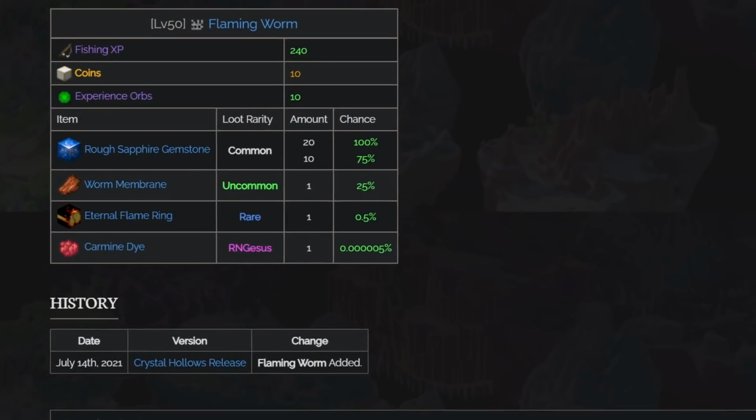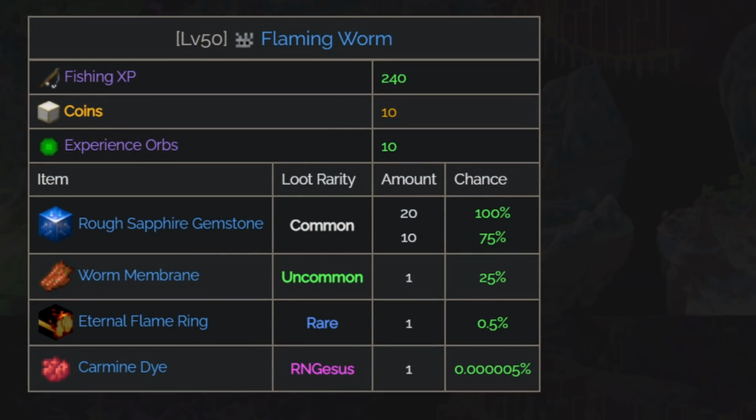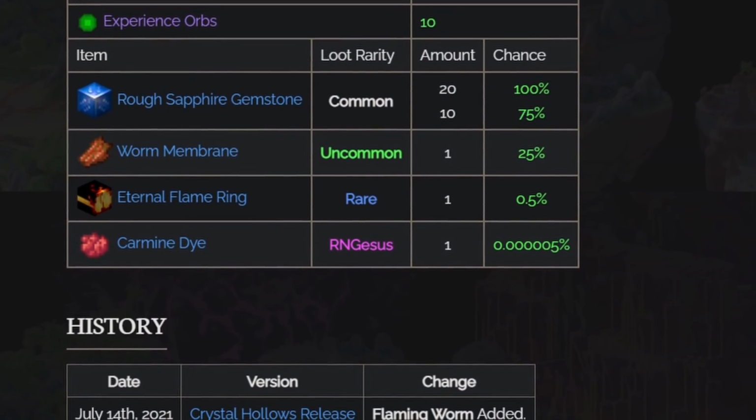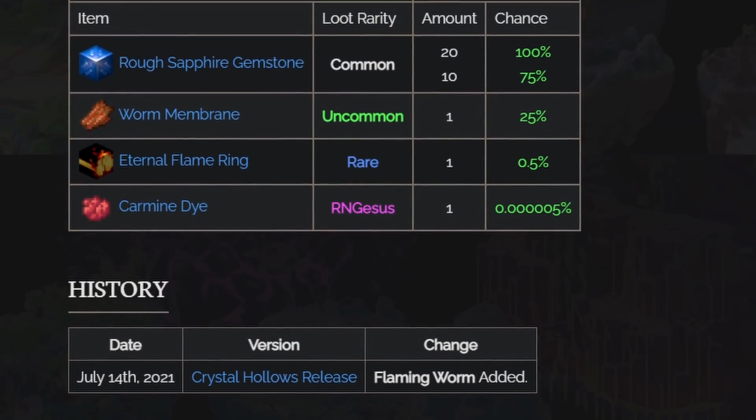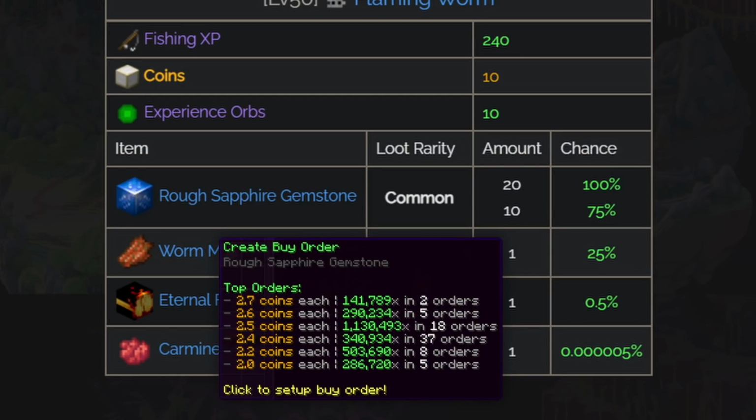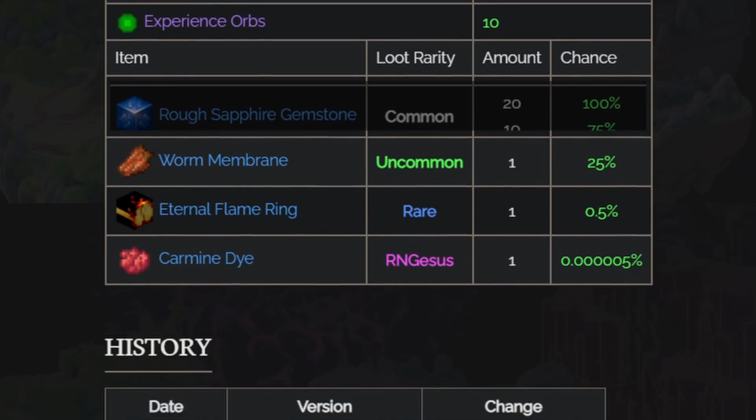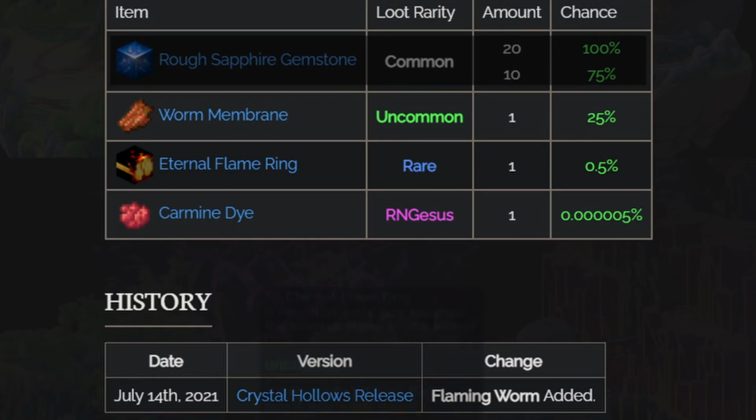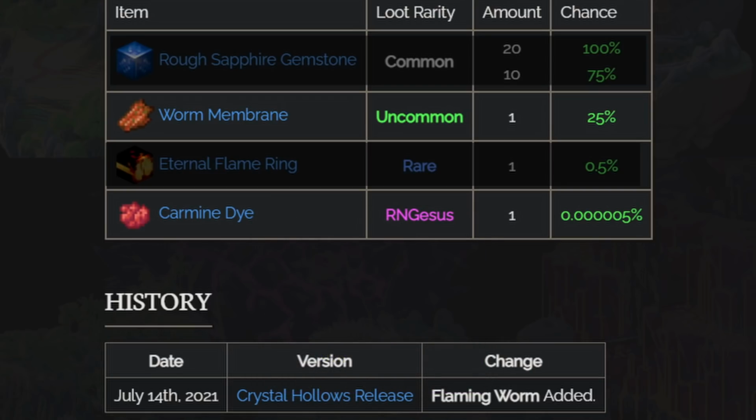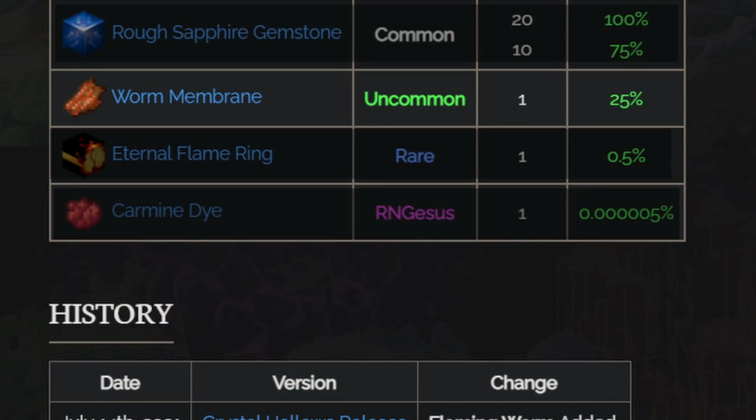First things first, let's look at the actual drops from a worm. So there's 4 different drops, this being a rough sapphire gemstone, a worm membrane, an eternal flame ring, and a carmine dye. So first, the rough sapphire gemstones I could include in the calculation, but it's such a minuscule amount of money, I don't think anybody really cares, so we'll cut that out. Then the eternal flame ring is very, very cheap, so I don't think anybody cares about that either, so I'll just cut that out. And then the carmine dye is just so incredibly rare that most people who are worm fishing will never get one, so I'm not going to include that in any of the profits.